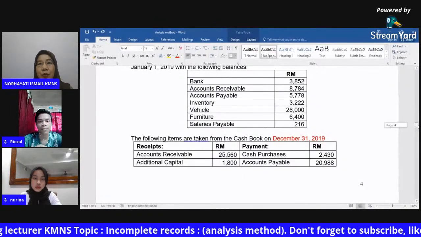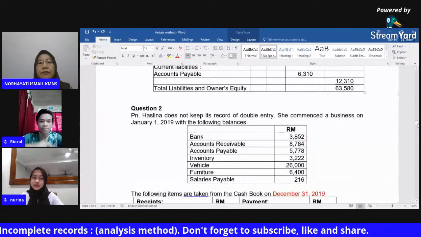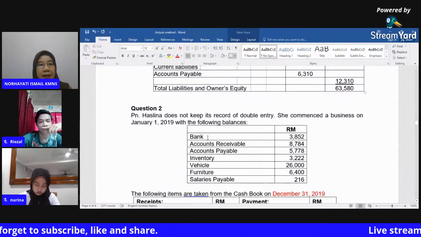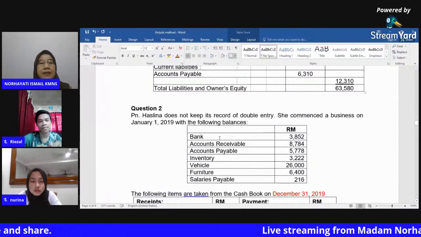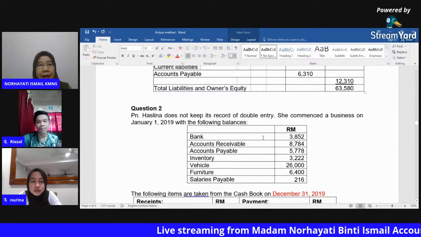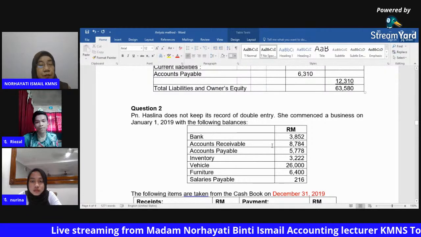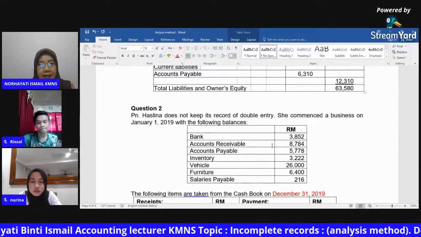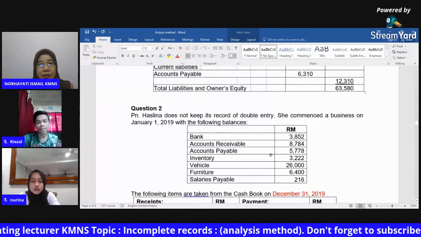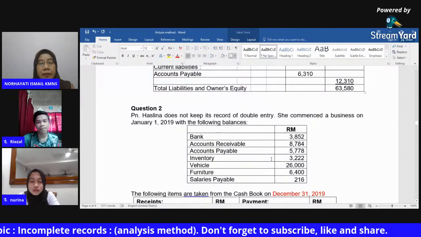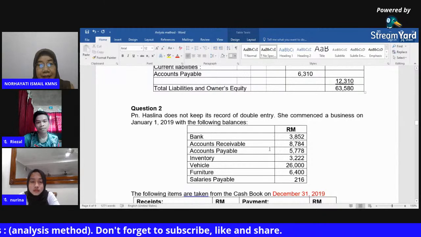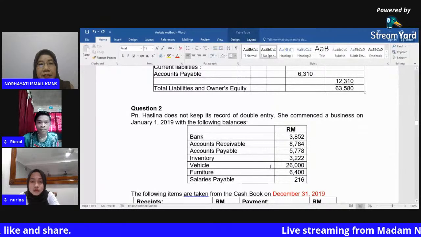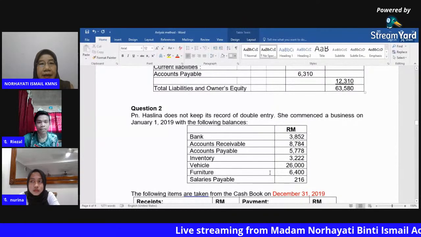Now we look at the last question, number two. So this is the business. This is the beginning asset and liabilities. So you can see bank represents asset, account receivable. You must identify the item. Account receivable asset, account payable liability, inventory asset, vehicle asset, furniture asset, and salaries payable liabilities.